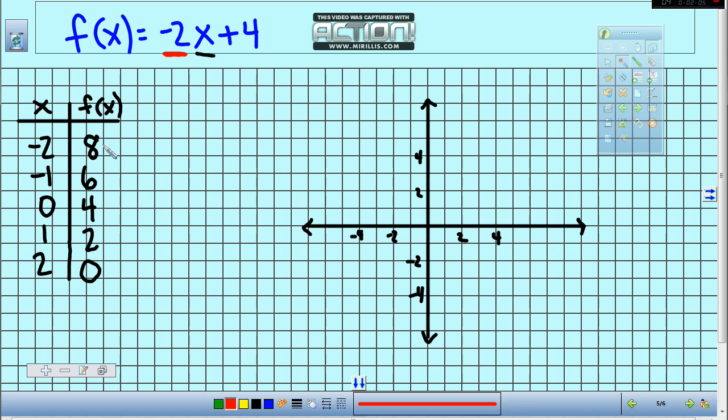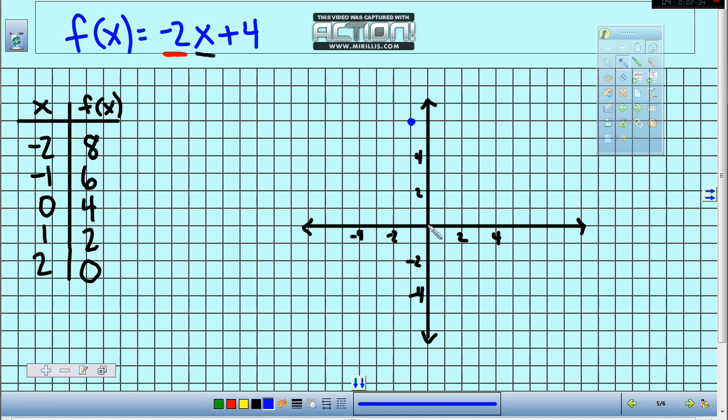Okay, so now we're going to go ahead and plot the points. I'm going to plot them in blue. Okay, so -2, 8. So -2 is here. Going up 8, we are way off the chart. So we're going to skip that one and go to the next number. Okay, so -1, 6. -1, and then 4, 5, 6 will be here.